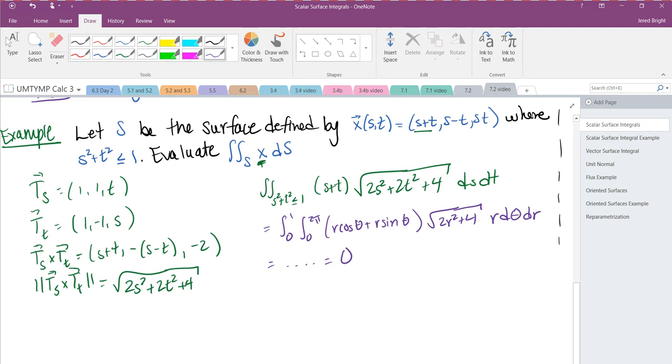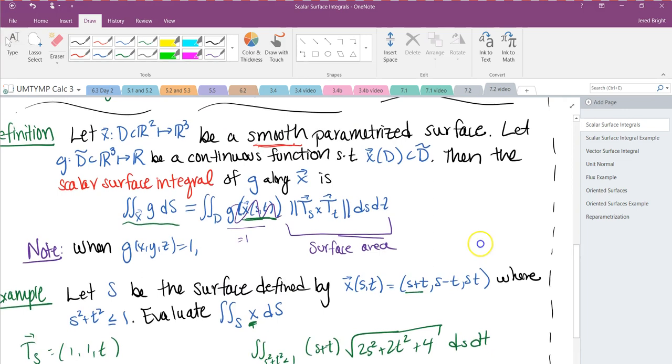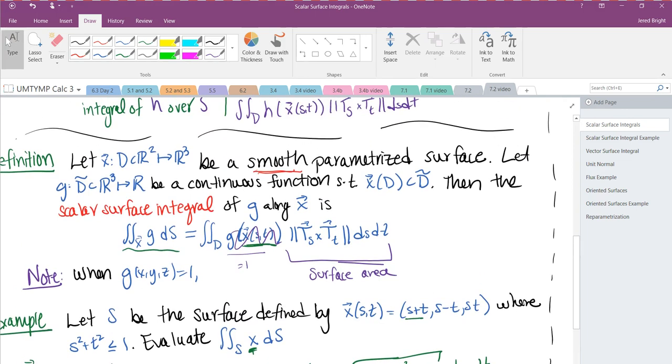Okay, so just an example of the scalar surface integral, and again, it looks a lot like a scalar line integral. The only difference is that instead of a line, we have a surface. Okay, more to come on this in the next video.